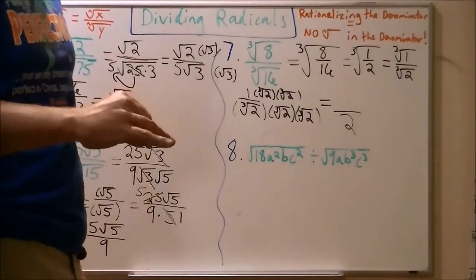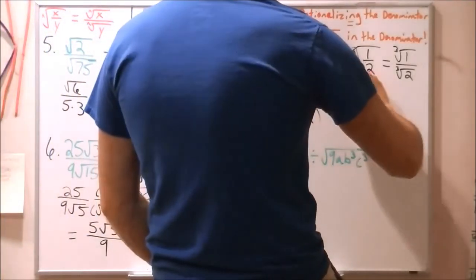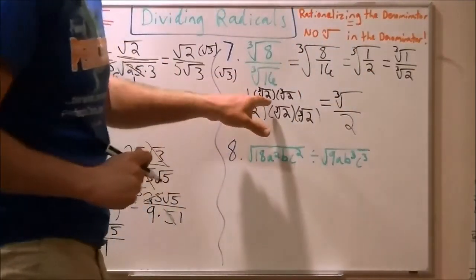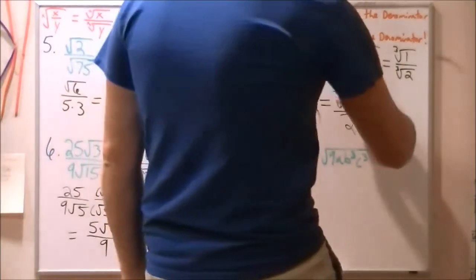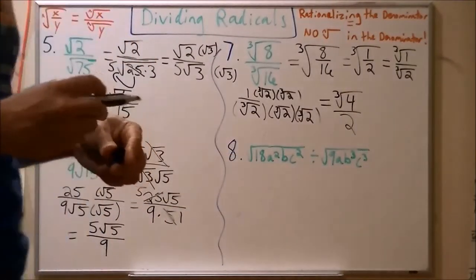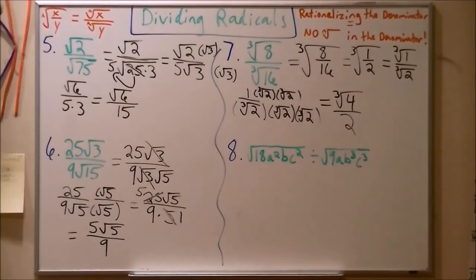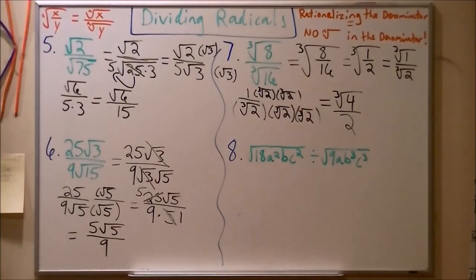The cube root of 2 times the cube root of 2, I'm going to have to retain a cube root symbol and then just multiply the numbers. What's 2 times 2? 2 times 2 is 4. And so my final answer, guys, on number 7 is the cube root of 4 over or divided by just the number, no root of any kind, 2.